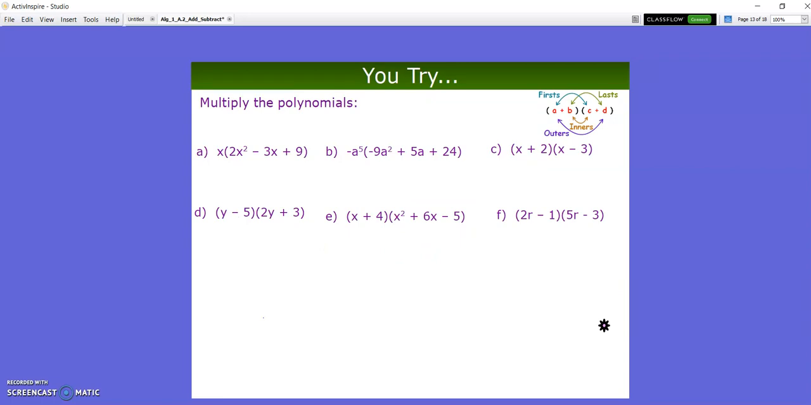All right, we've got some polynomials to multiply, so I want you to go ahead and practice, and then we'll go ahead and self-check. Make sure you're doing double distribution if necessary. I'll put your answer key up here, and you can take a look.